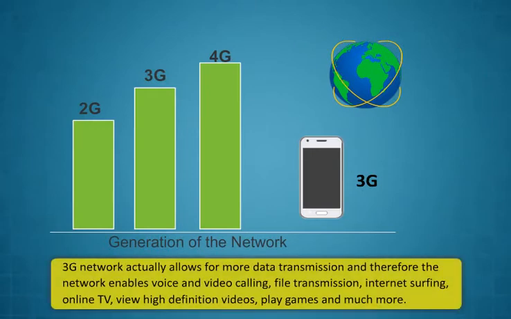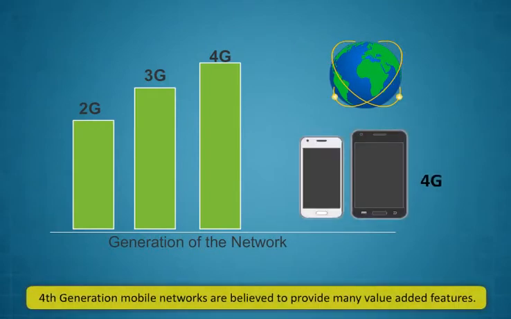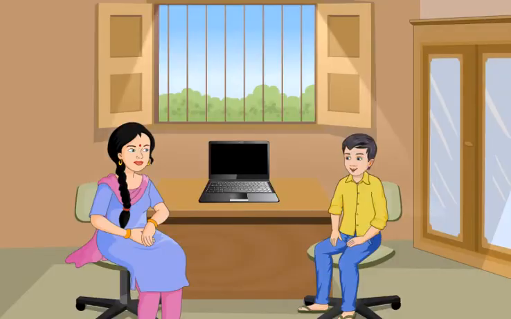of data transmission. The third generation of mobile networks has become popular, and it has made the users able to access the internet over devices like mobiles and tablets. The speed of data transmission on a 3G network ranges between 384 kbps to 2 Mbps. 3G network allows for more data transmission, and therefore the network enables voice and video calling, file transmission, internet surfing, online TV, viewing high-definition videos, playing games, and much more. 3G is the best option for users who need to always stay connected to internet.